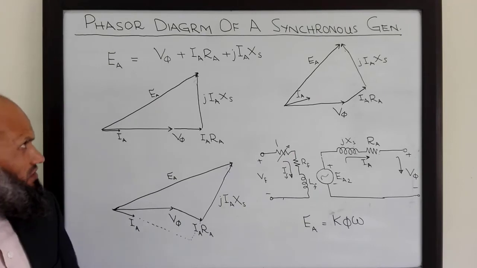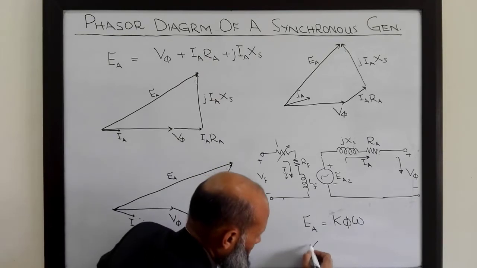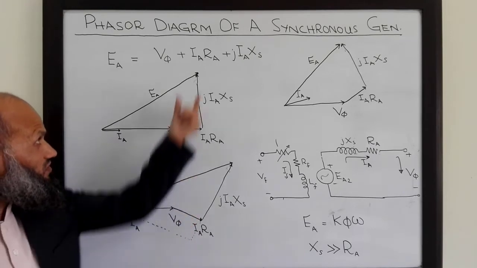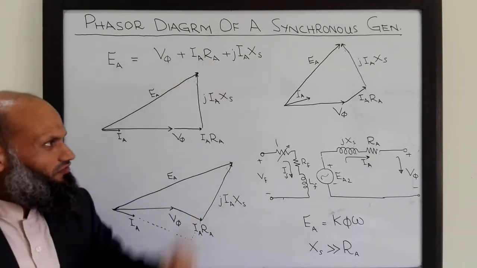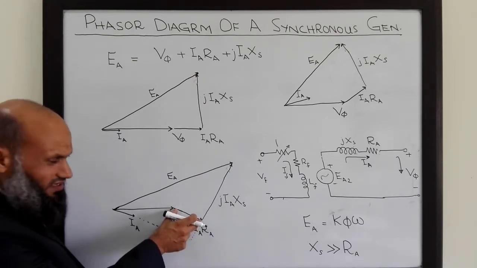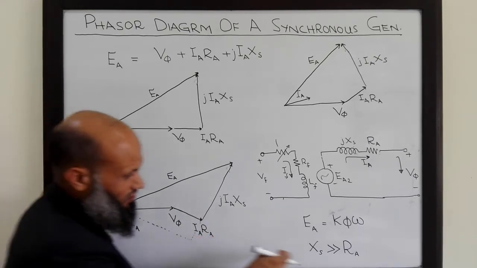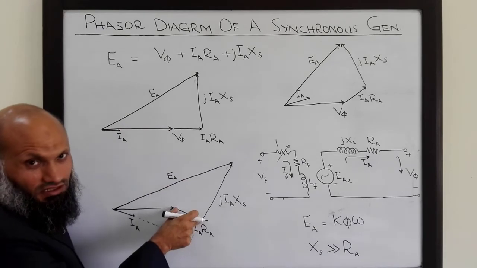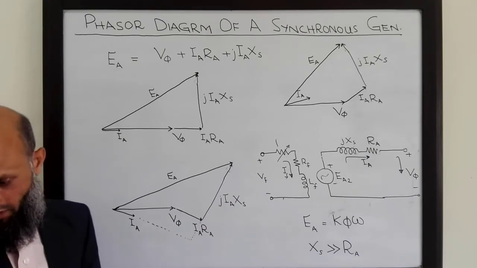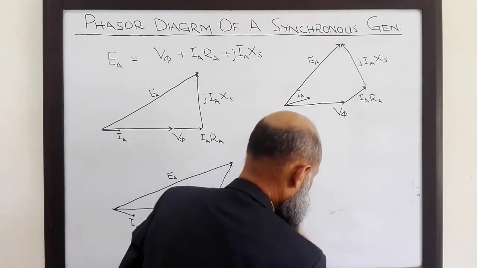In real synchronous generators, generally XS is much larger than RA. Therefore, we can even ignore this effect to have a simplified phasor diagram for a synchronous generator. Over here this effect is shown a bit exaggerated. However, in real synchronous generators, since RA is much less than XS, this effect is much less significant than this one. So we can just ignore this effect. So if we just omit this effect, we have this diagram.